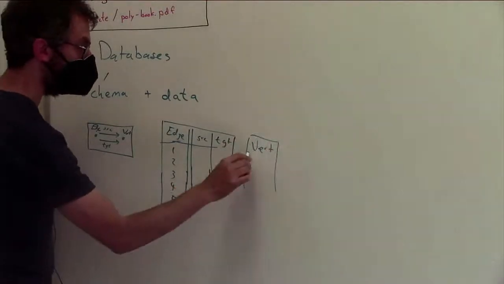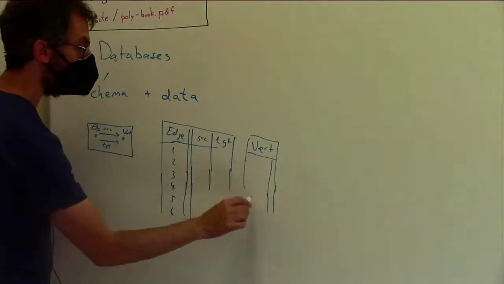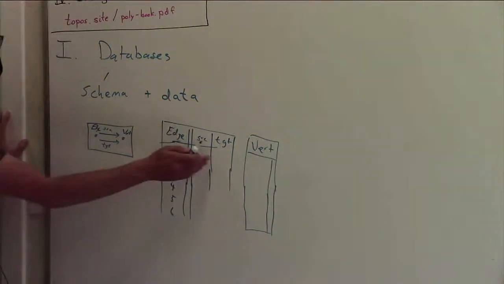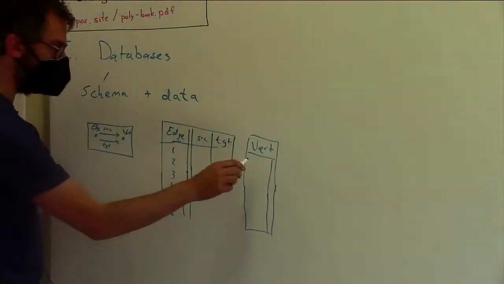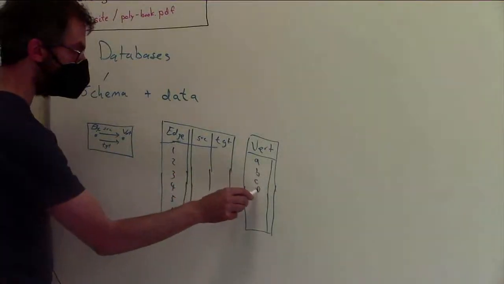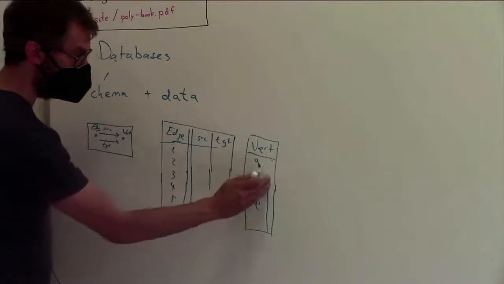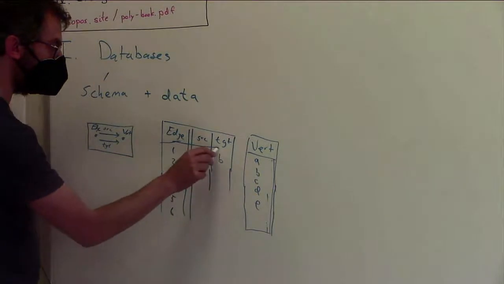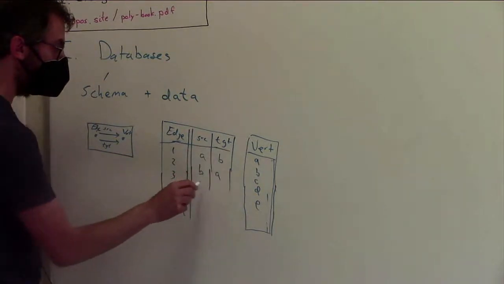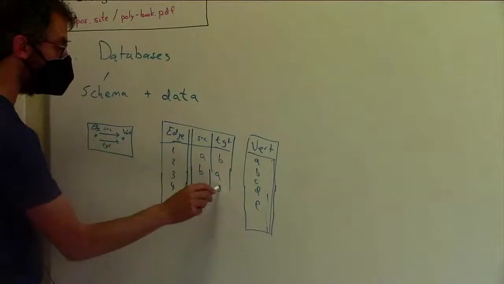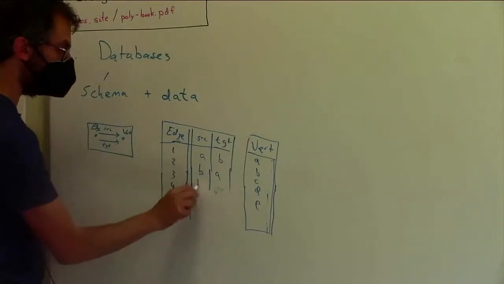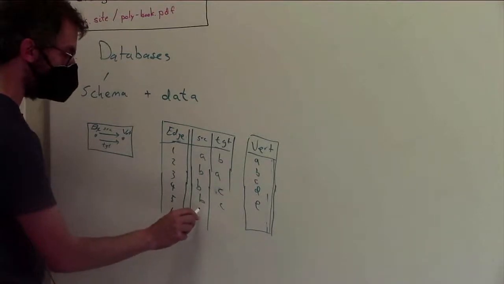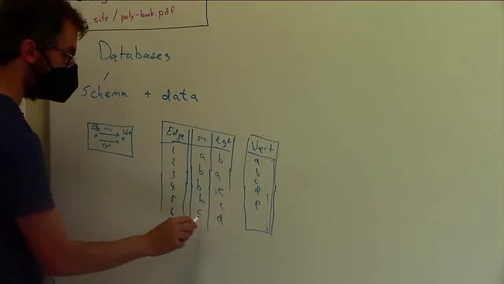The identity column always has these two lines to remind you that this is a special column, and these are other columns. So for vertices, maybe there's A, B, C, D, E, and there's no other columns. And maybe edge 1 goes from A to B, and edge 2 goes from B to A, edge 3 goes from B to C, and this one goes from B to C again, and this one goes from C to D, and this one goes from D to itself.